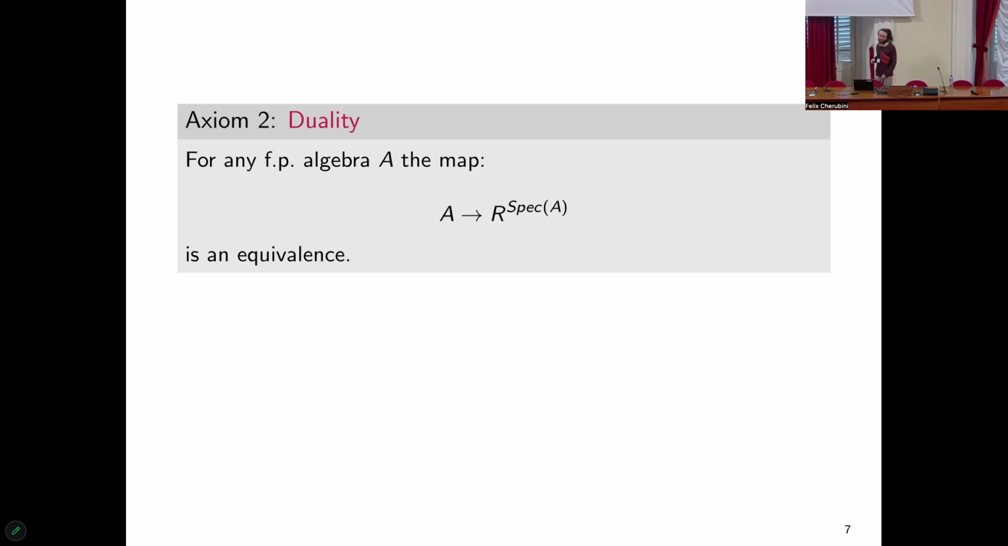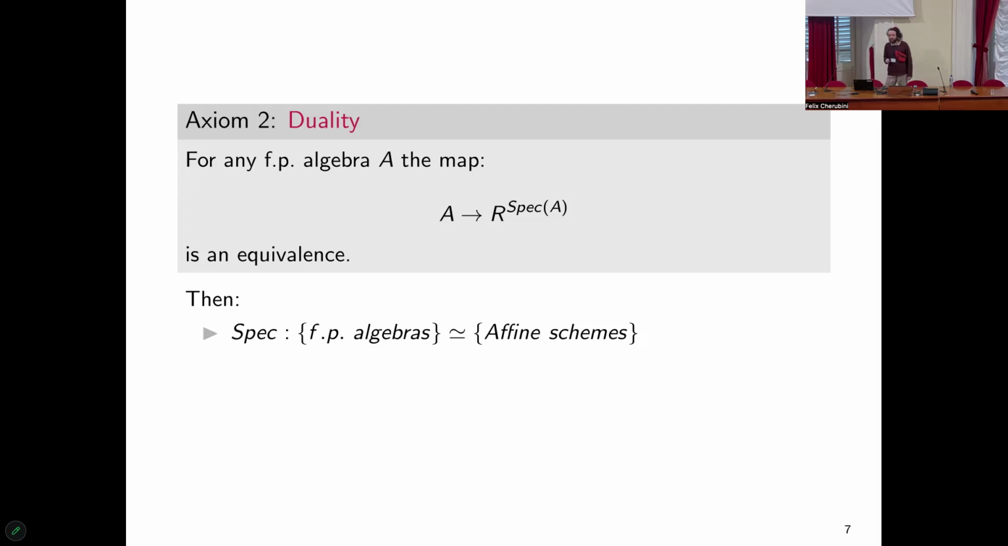I think this axiom is best understood through 2 of its easy consequences. The first one is that the spectrum construction gives an equivalence between finitely presented algebras and affine schemes. Here we see that it's kind of a good setting to do algebraic geometry, right? Because on the left, we have algebraic objects, algebras. And on the right, we have geometric objects, the types of roots of polynomials. And what we have is simply a duality between the two.